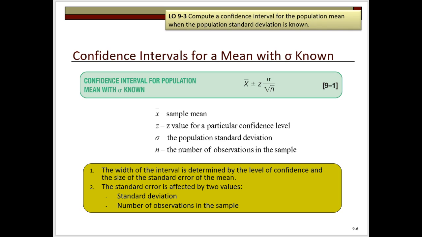Based on this formula, we observe that the width of the interval is determined by the level of confidence and the size of the standard error of the mean. The standard error, in turn, is affected by two values, the standard deviation of the population and the sample size.